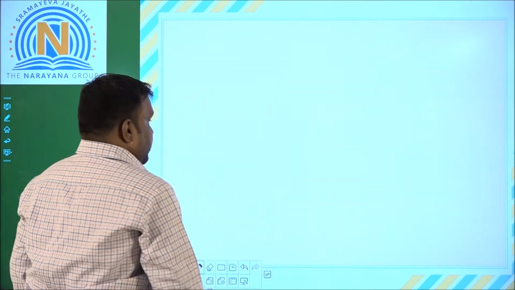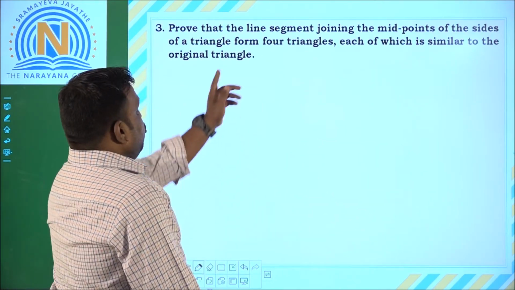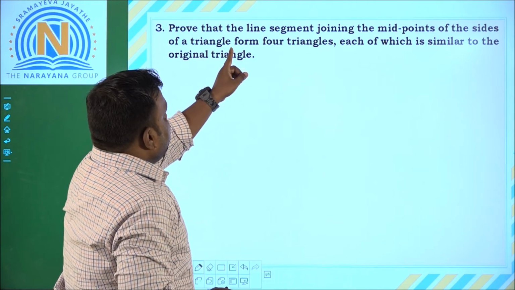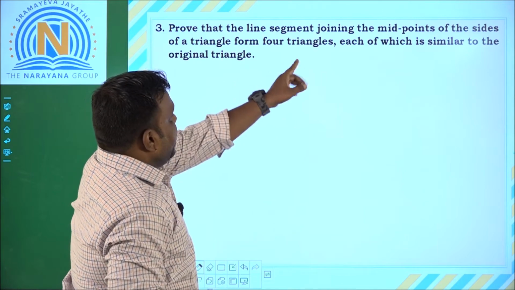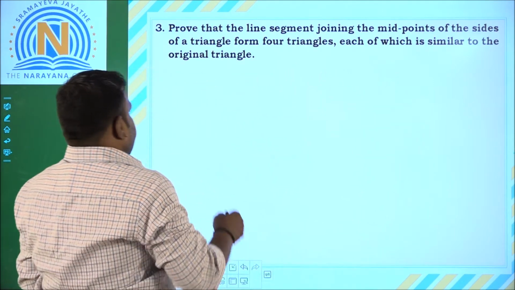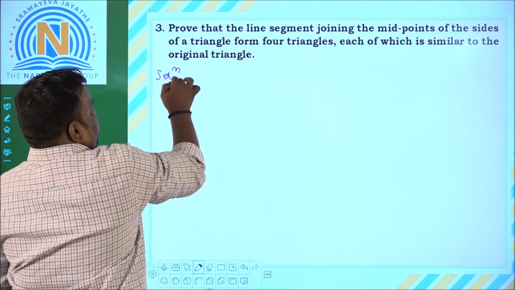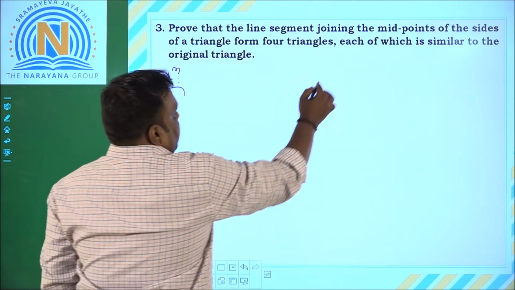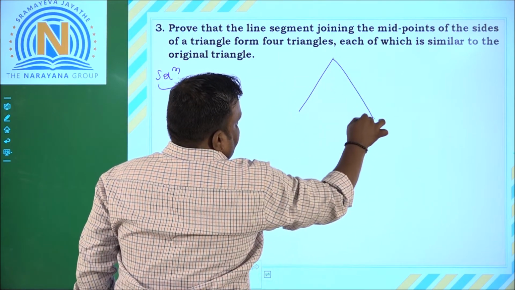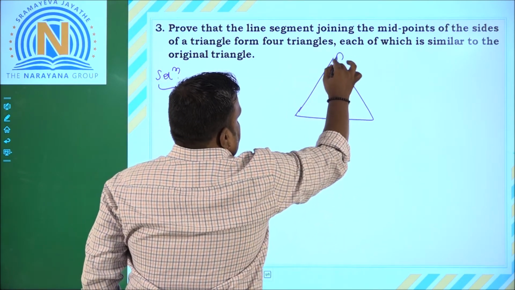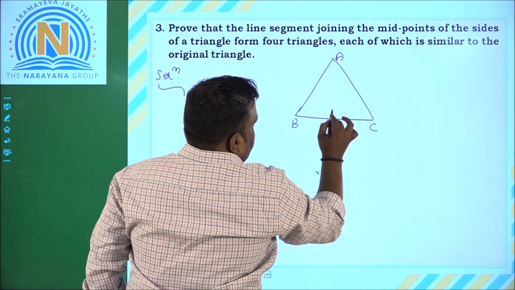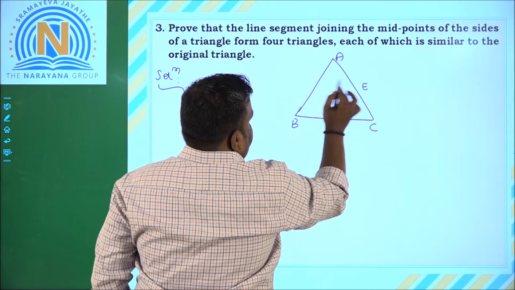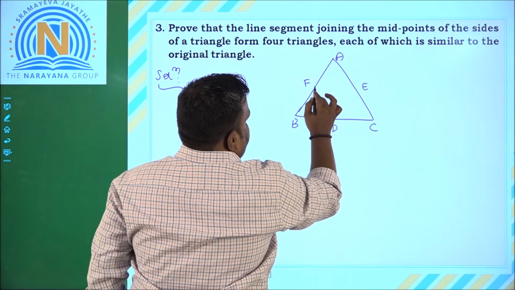Now coming to the third question. Prove that a line segment joining the midpoints of sides of a triangle form 4 triangles, each of which is similar to the original triangle. So when you look at this question correctly, let us consider a triangle ABC. ABC is a triangle. Let D be the midpoint of BC, E be the midpoint of AC, and F be the midpoint of AB. Join them.